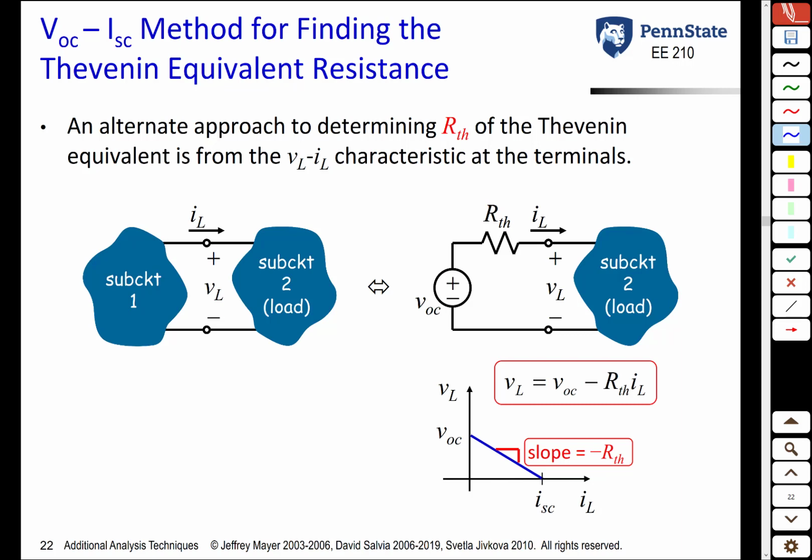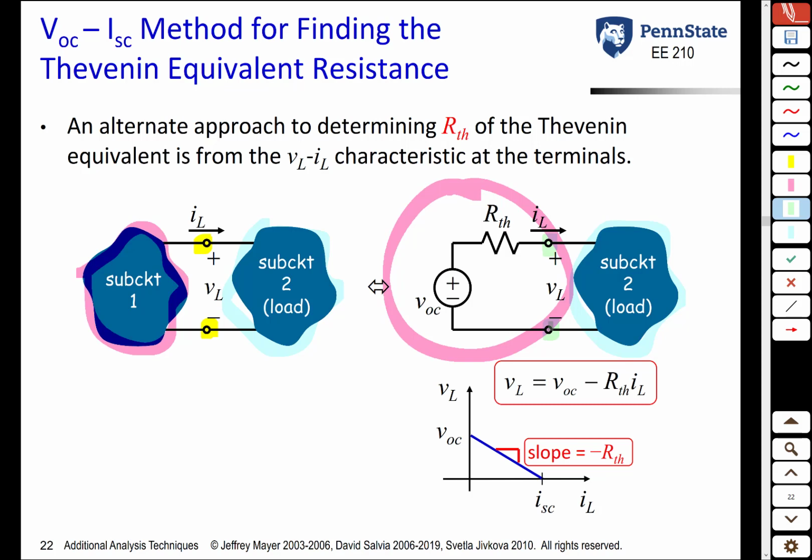So once again, we have the same Thevenin situation where we're taking a big circuit connected to 2 nodes there and breaking it down into subcircuit 1 and subcircuit 2. And from Thevenin's theorem, what we're saying is as far as subcircuit 2 is concerned, there is no difference between the actual subcircuit 1 and its Thevenin model here. Let's look at the voltage-current relationship at these 2 terminals here.